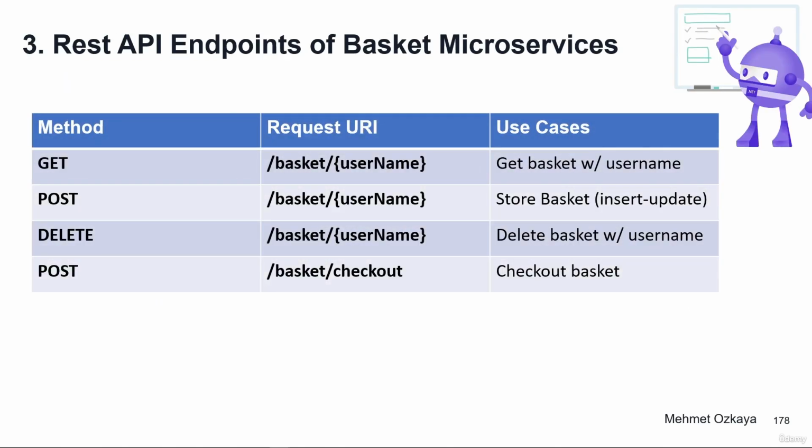If we continue with the REST API endpoints, our basket microservices expose the following RESTful endpoints. These are HTTP GET on the endpoint URL basket/username in order to perform the get basket with username use case. And we will expose HTTP POST with the same URL, and this will perform the store basket, that means insert or update the whole basket JSON object into the database. And we will expose HTTP DELETE for the same URL in order to delete basket with username.